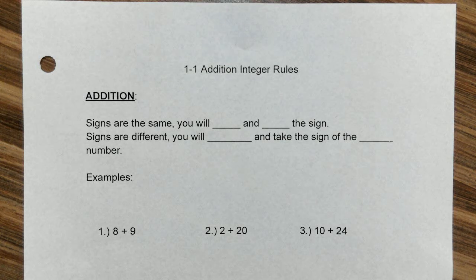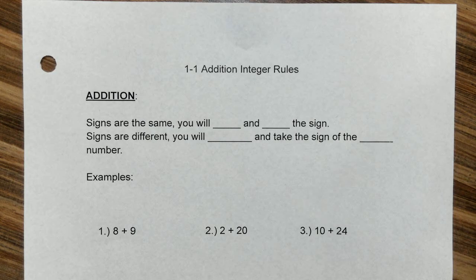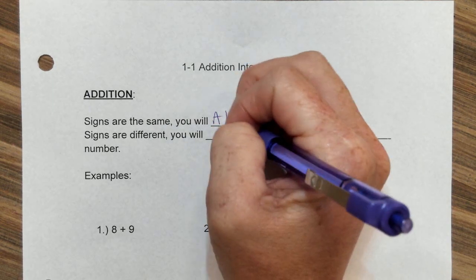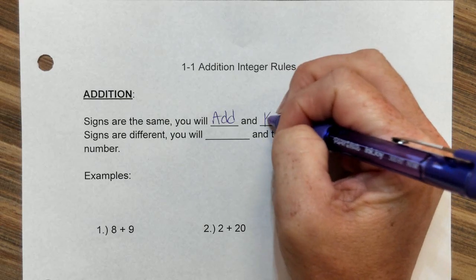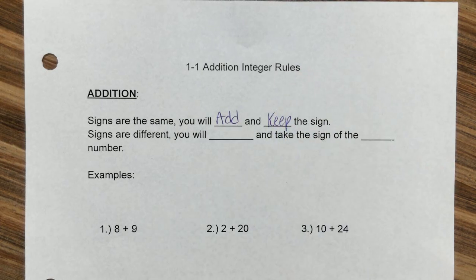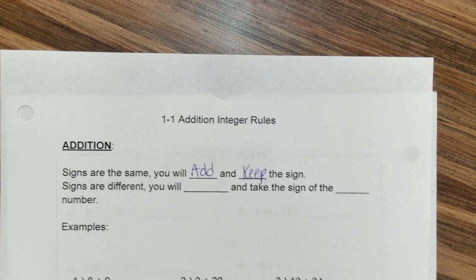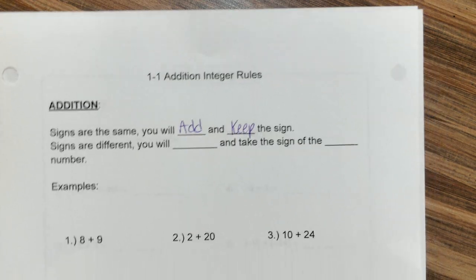So today we're going to go over our addition integer rules that you learned in 6th grade. And right here we're going to write the rule. So if the signs are the same and you're adding, what are you going to do? Simply going to add them. So write that down. And keep the sign. If the signs are the same, you're going to add them and keep the sign.